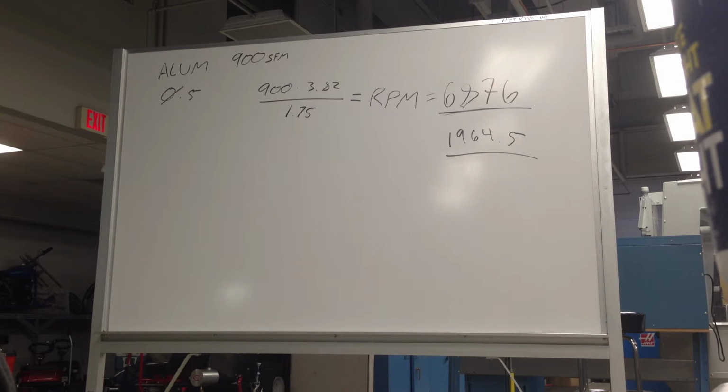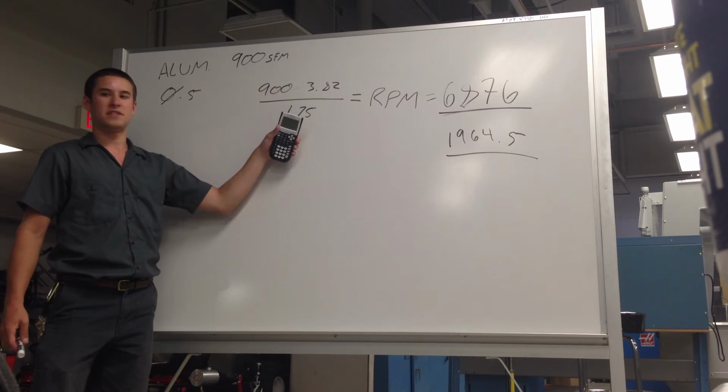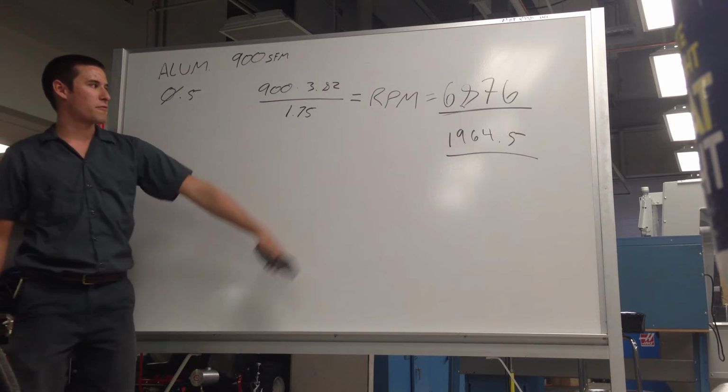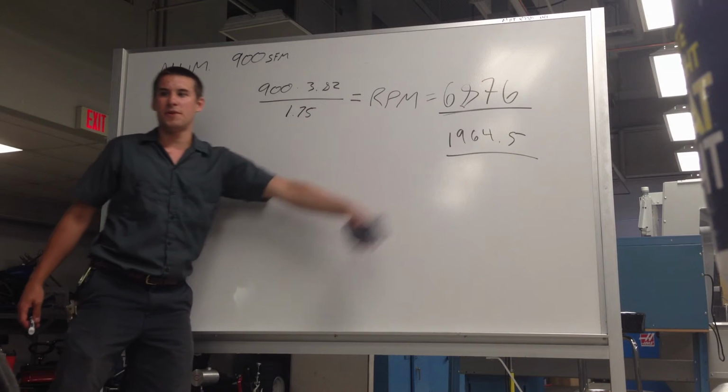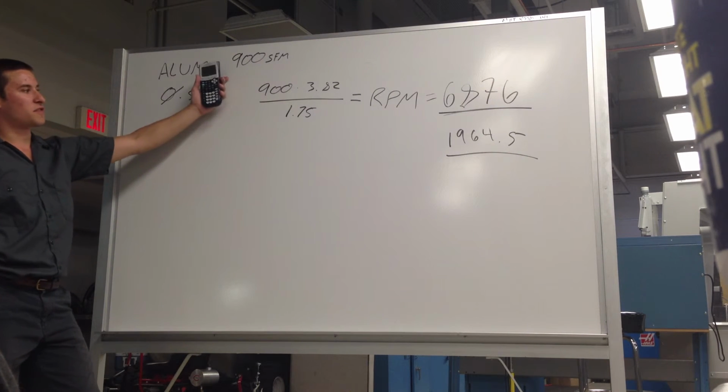So if I'm on the lathe, what's different about this? Not the tool, but how big the piece of stock is, right? Yeah. So if I'm cutting something 1.75 inch, I'm good to go. I can run the lathe at that speed, no problem, right? And I'd be cutting 900 surface feet per minute.